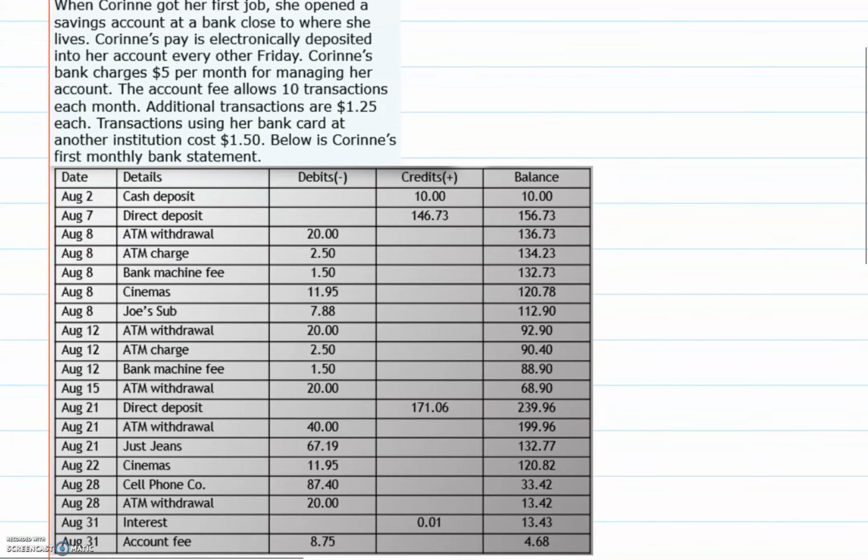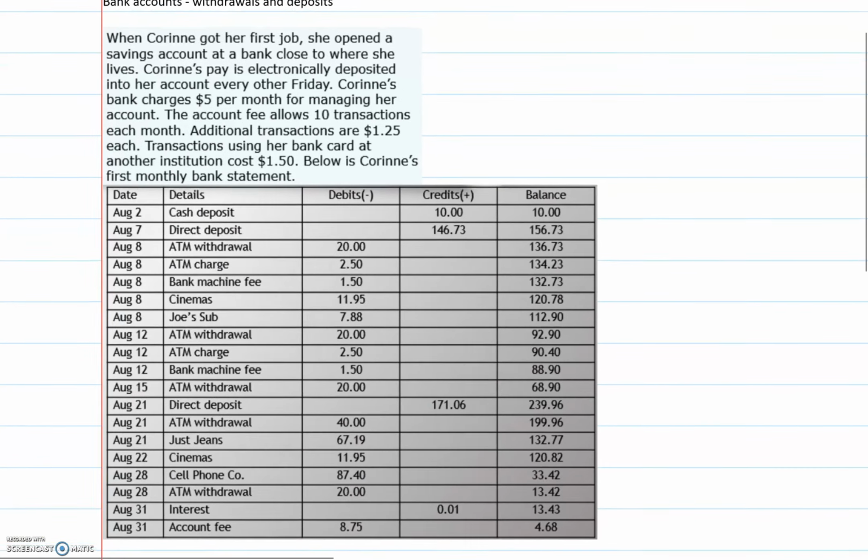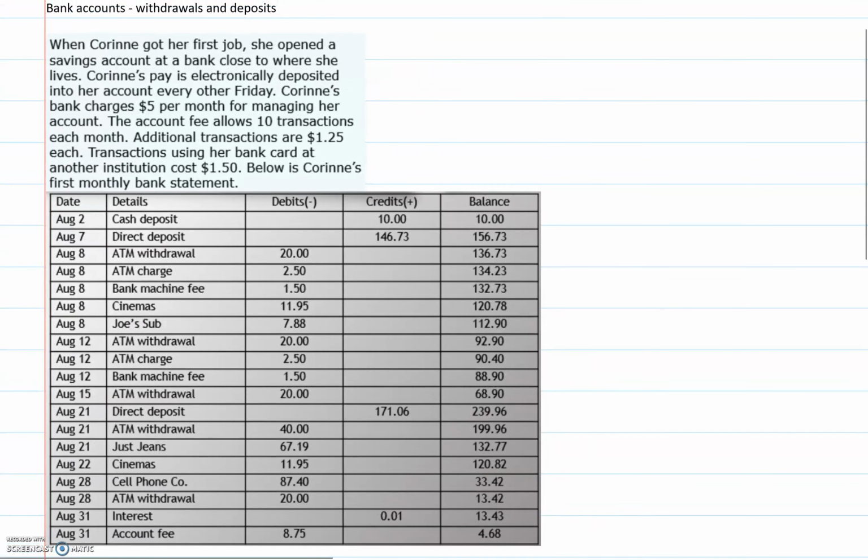So here's the situation. Corinne got her first job and she opened a savings account at the bank close to where she lives. Corinne's pay is electronically deposited onto her account every other Friday. Corinne's bank charges $5 per month for managing her account. The account fee allows 10 transactions each month. Additional transactions are $1.25 each.